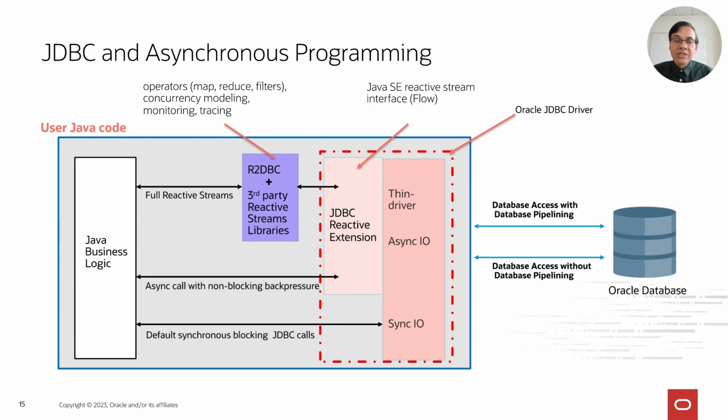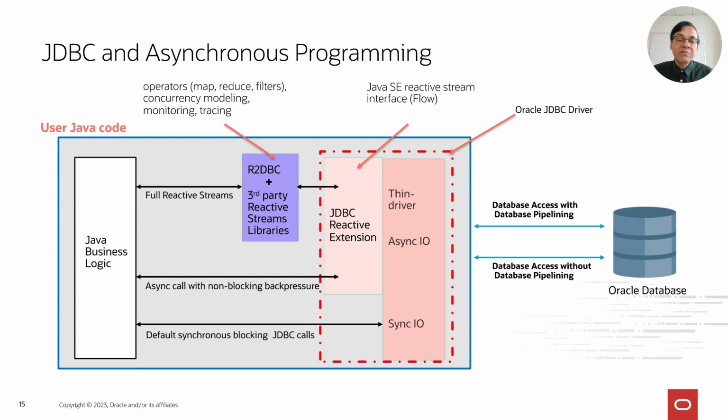Now let us move into a little bit more details on what we support in terms of JDBC and asynchronous programming and the streams processing support. So if you're using JDBC thin driver and you're just using JDBC blocking calls, then you are just using the JDBC calls using sync IO model. Now we have introduced an async IO model in the thin driver, and on top of that, we have developed JDBC reactive extensions, which implements the publish subscribe flow interfaces. And using that, an application can use asynchronous streams with non-blocking back pressure.